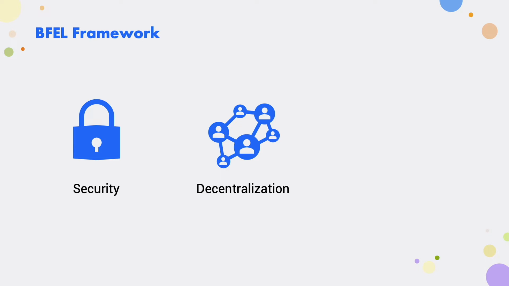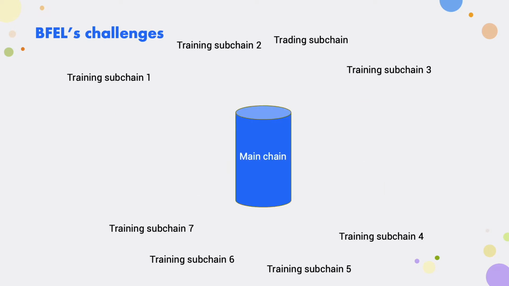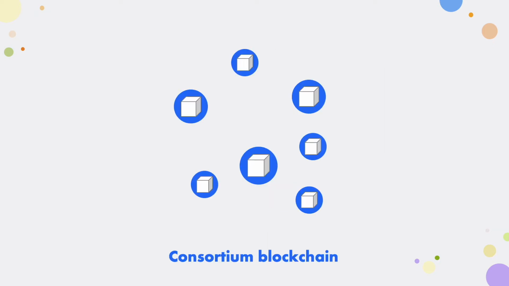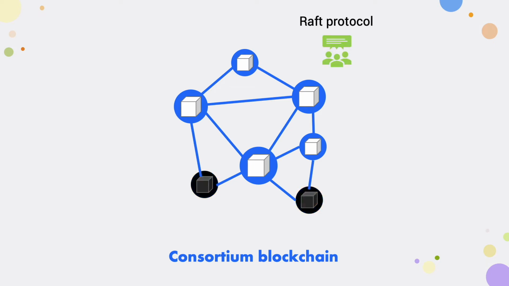The BFEL model faces the numerous transactions sent from the training and trading subchains to the main chain, which imposes a bottleneck in the transaction throughput on the main chain. BFEL model uses consortium blockchain to build the subchains and main chain. A consortium blockchain is a permissioned blockchain consisting of verified nodes that do not fully trust each other. Therefore, a fault-tolerant protocol is needed, such as the Replicated And Fault Tolerant, RAFT, to ensure consistency in a network by using 2F+1 nodes to allow F nodes to crash.